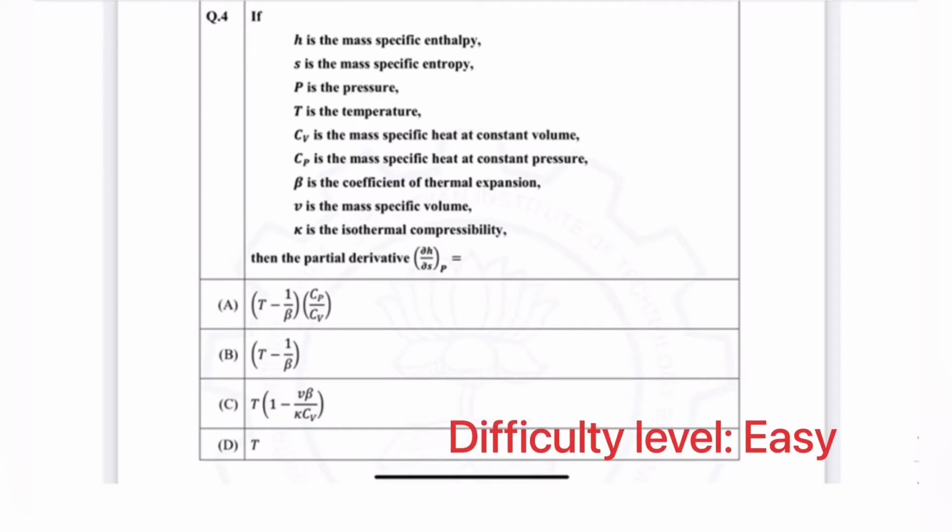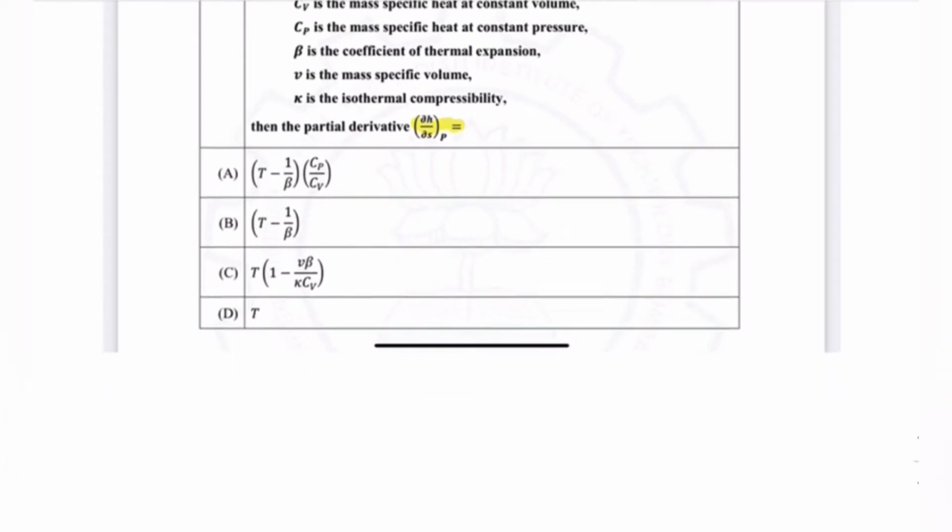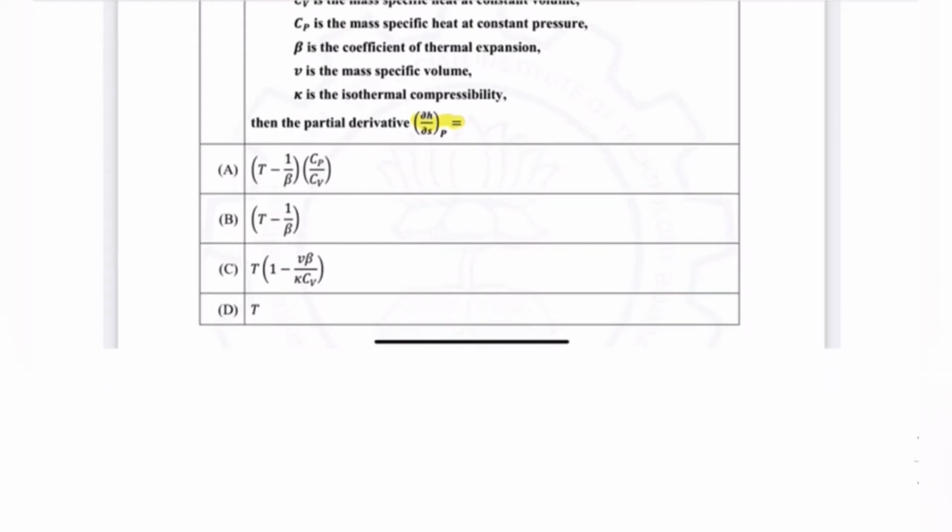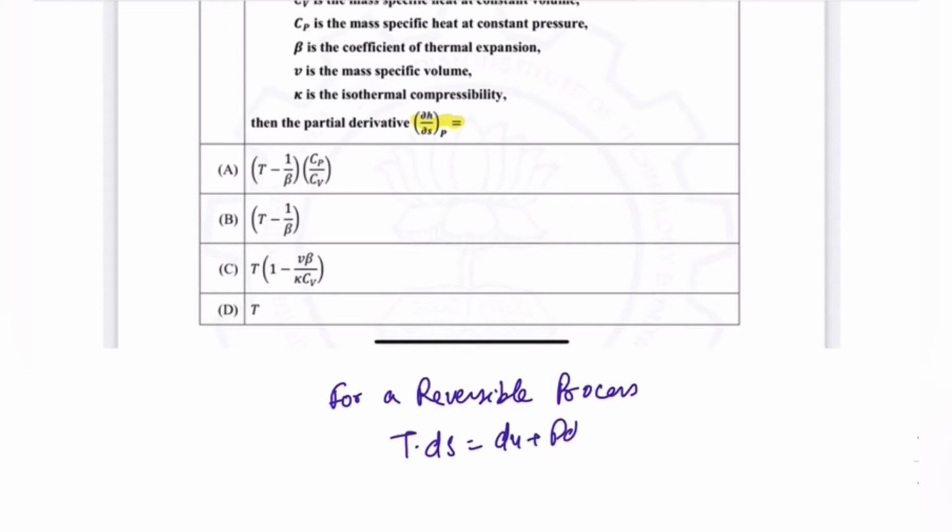So we have these four options and we have to find the value of ∂H/∂S at constant P. To solve such questions, we have to remember these two basic equations. For a reversible process, TdS is equal to dU plus PdV. Similarly, I can write TdS is equal to dH minus VdP.